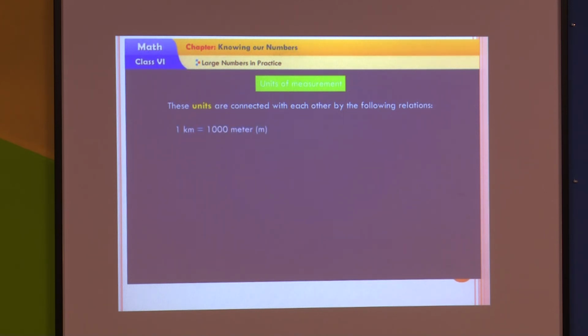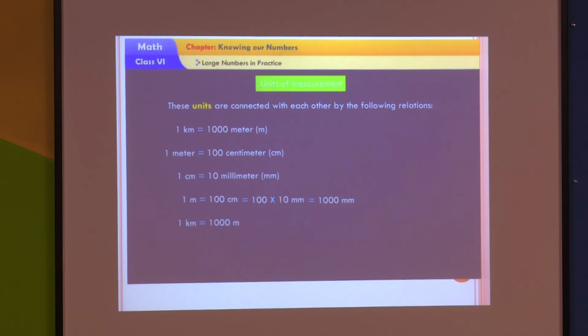1 kilometer is equal to 1000 meter. 1 meter is equal to 100 centimeter. 1 centimeter is equal to 10 millimeter. 1 meter is equal to 100 centimeter, which is equal to 100 into 10 millimeter, which is equal to 1000 millimeter.